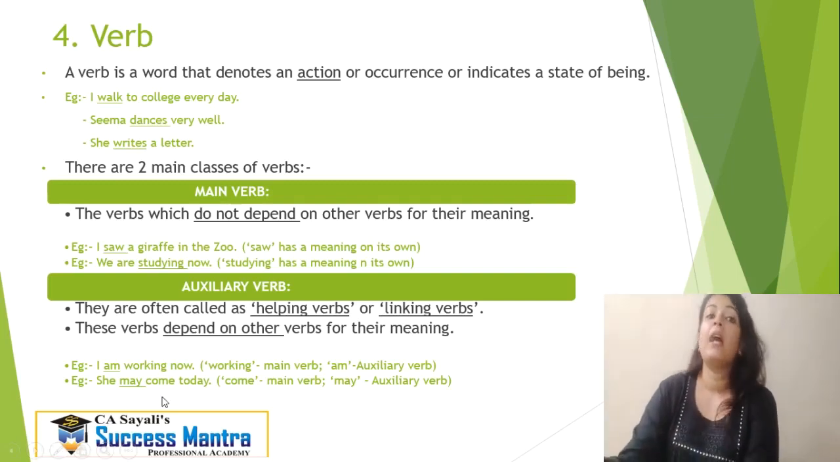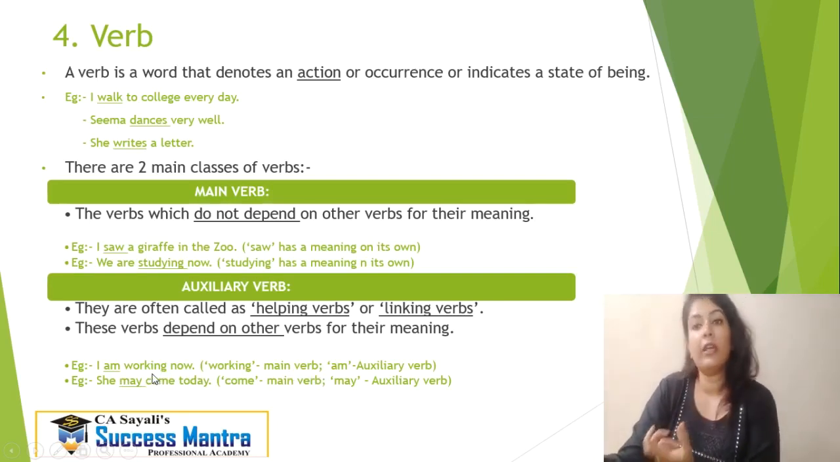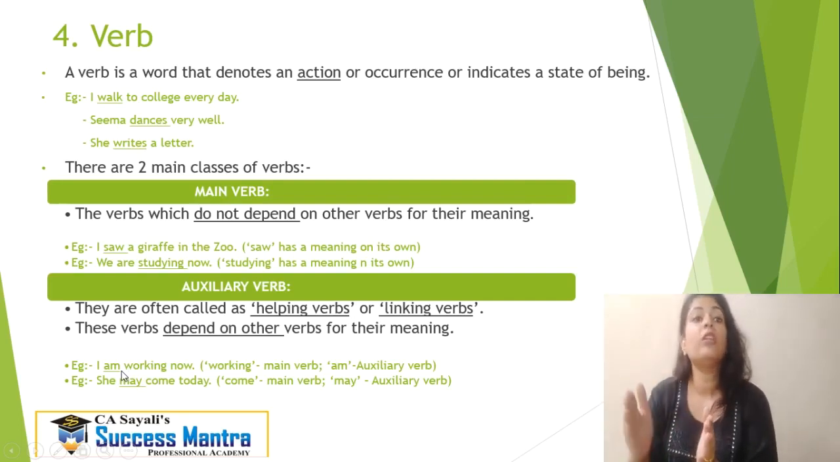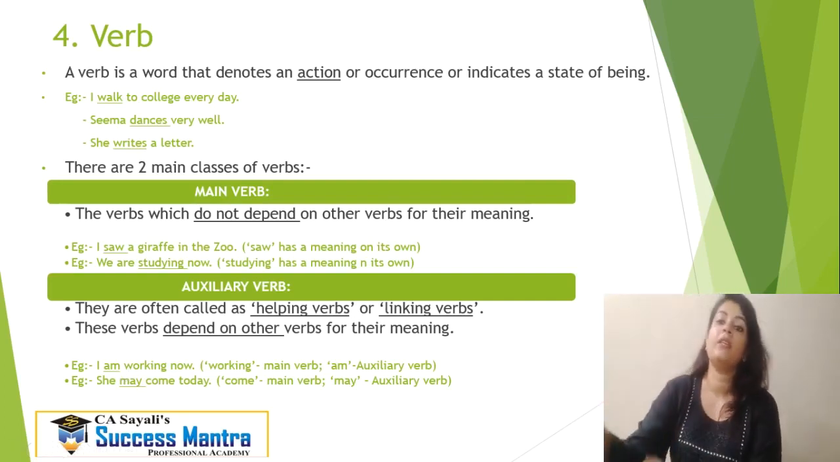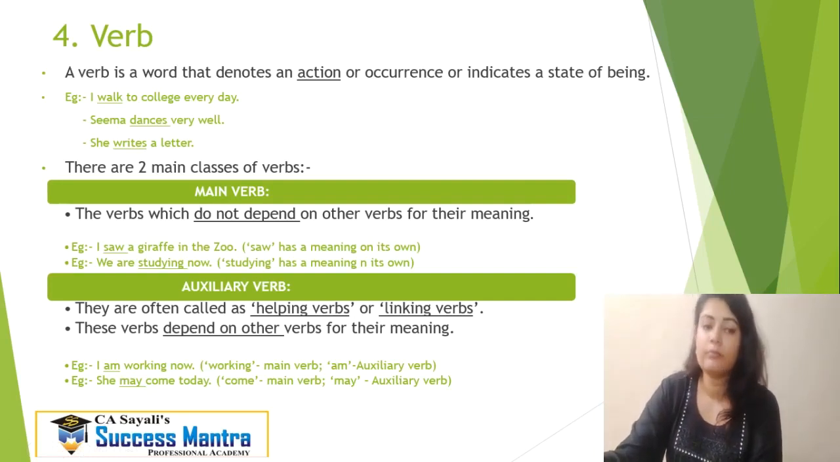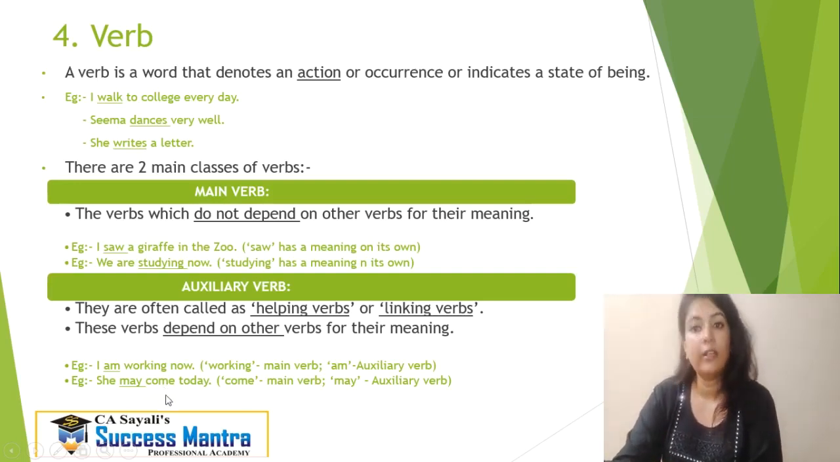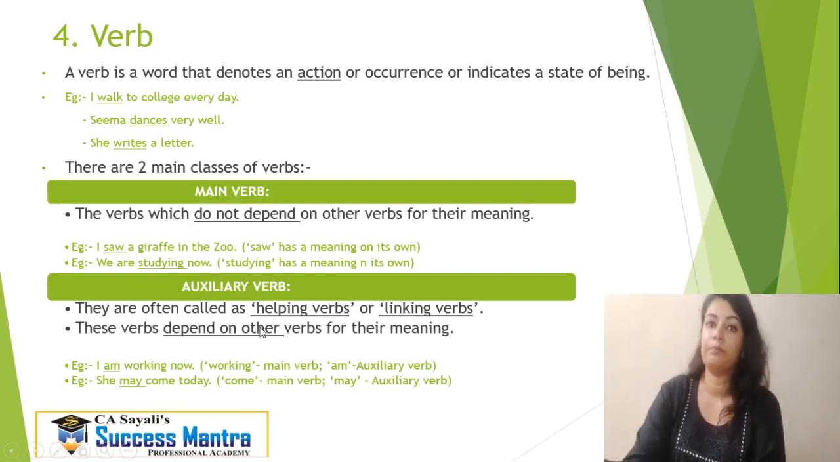For example, I say that I am working now. So am जो है, it is your auxiliary verb and working जो है, it becomes your main verb. So am in itself has got no meaning. Am is dependent on the verb working in order to derive the meaning of that particular sentence. Next example is that she may come today. तो come जो है is your main verb and may is your auxiliary verb, that is your helping verb.